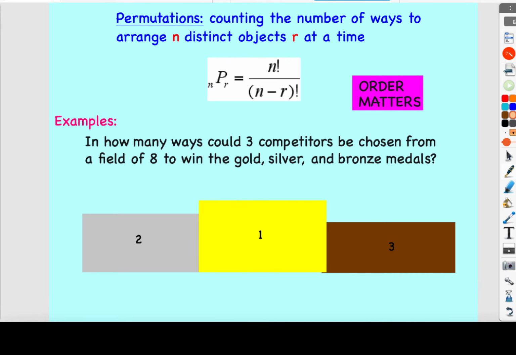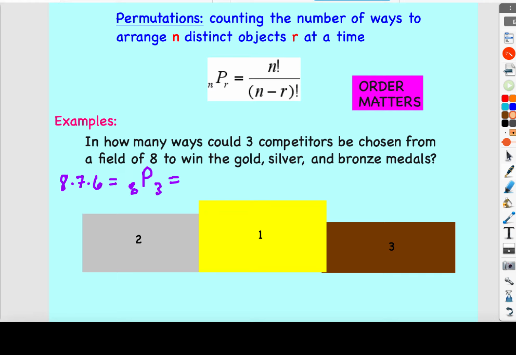Now, if order did matter, we're talking about what's called a permutation. So this would be more like the question down here. In how many ways can 3 competitors be chosen from a field of 8 to win the gold, the silver, and the bronze? Now, there's a difference between those, the gold, the silver, and the bronze, right? So we're going to choose of the 8 possible people, we're going to permute. We're going to pick 3 of them, but the order matters. There are 8 people that can win gold, but then there's only 7 that can win silver, and only 6 that can win bronze, right?